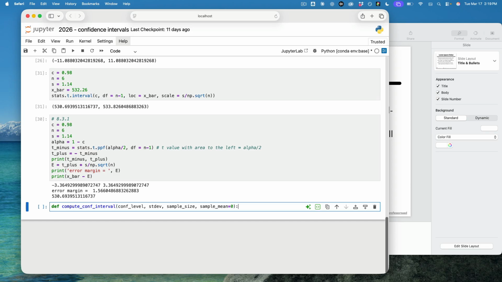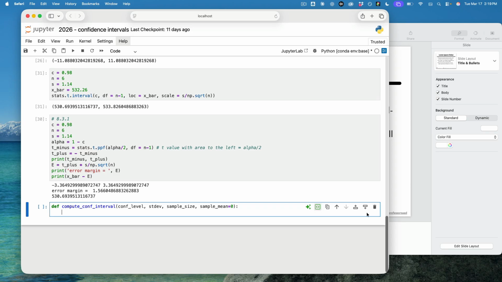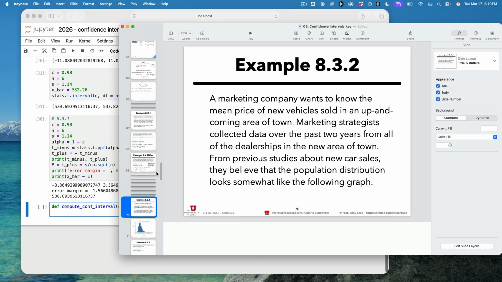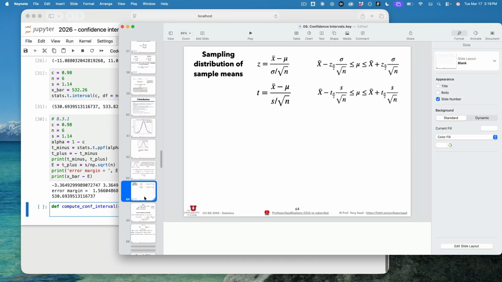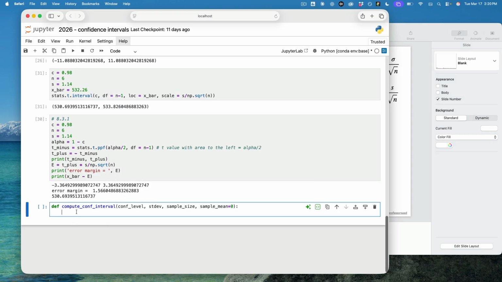OK. So the first thing I want to do is compute this. So let me go back here. So I want to compute these. OK, that's what I'm after. And now sigma over square root of n, or s over square root of n, I'm going to call that standard error. And that's going to be my standard deviation all over np.sqrt of sample size.